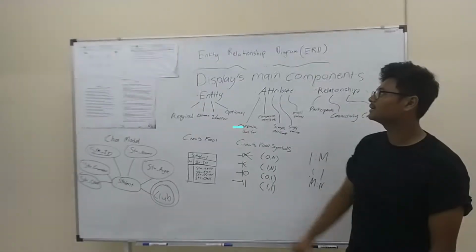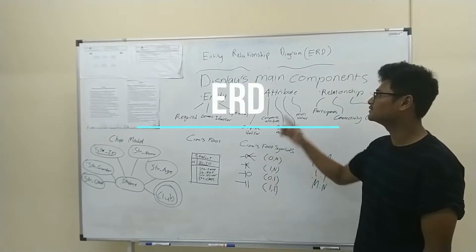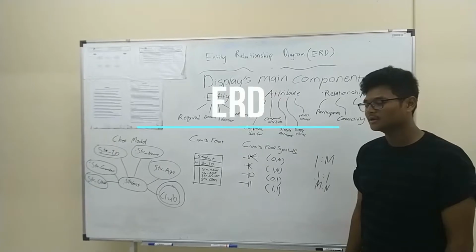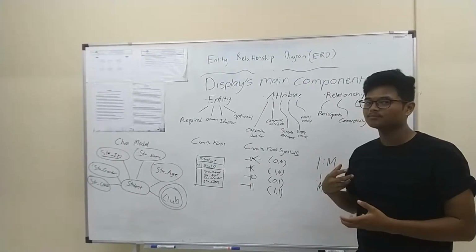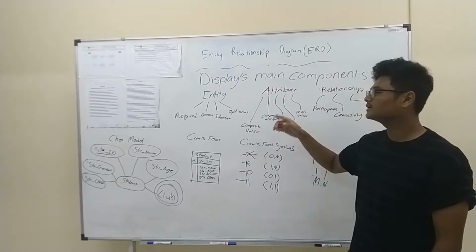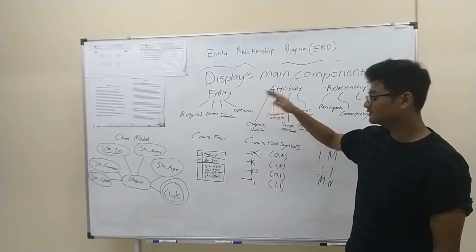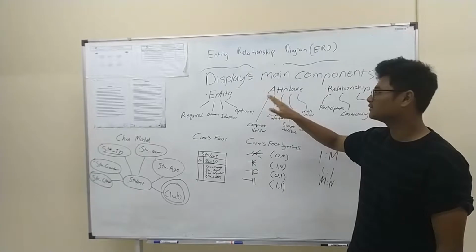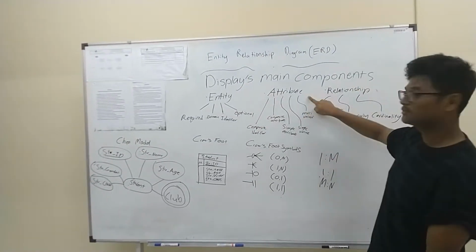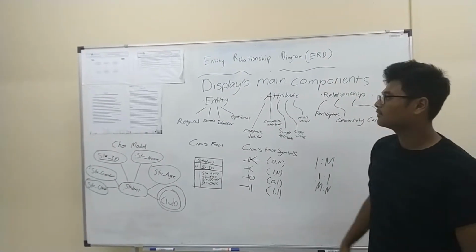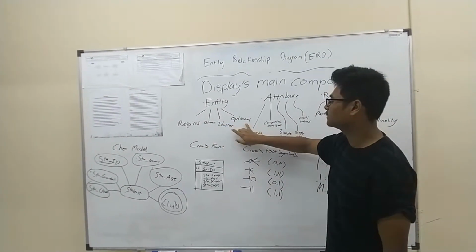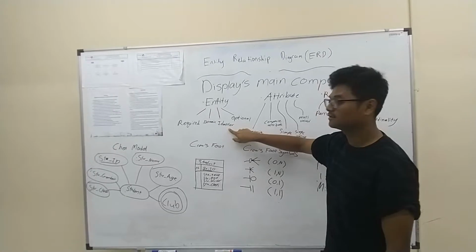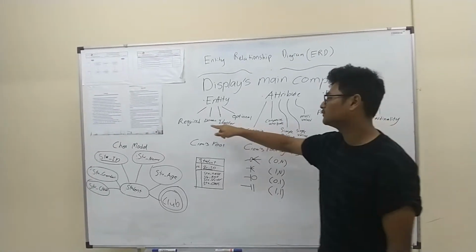Okay, now I'll be explaining the ERD, which is the entity relationship diagram. An ERD is used to display a conceptual database to the end user. Inside an ERD, inside a database, there are 3 main characteristics, which are entity, attributes, and relationship. The characteristics of an entity are required attributes, optional attributes, domain, and identifier. Now, I'll explain what these 4 are.